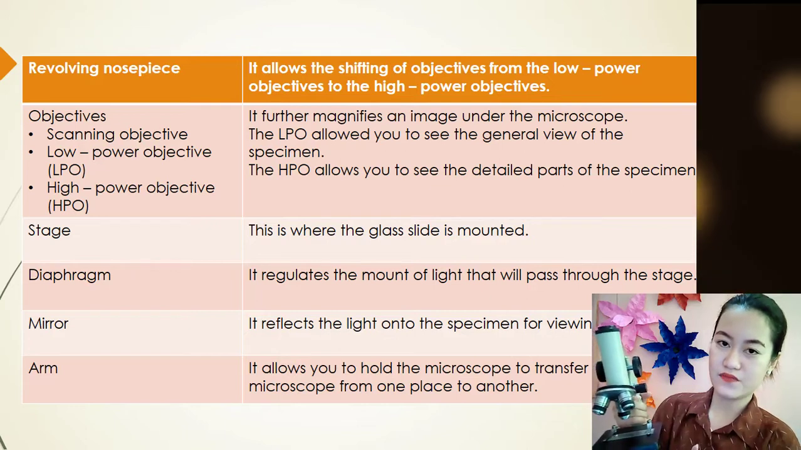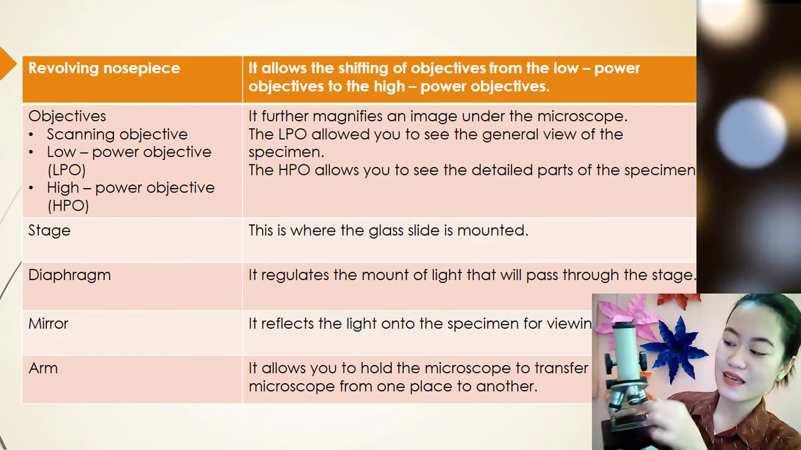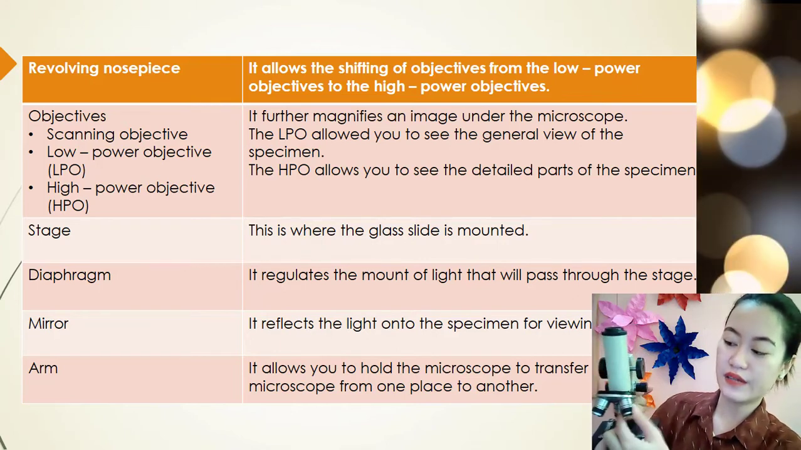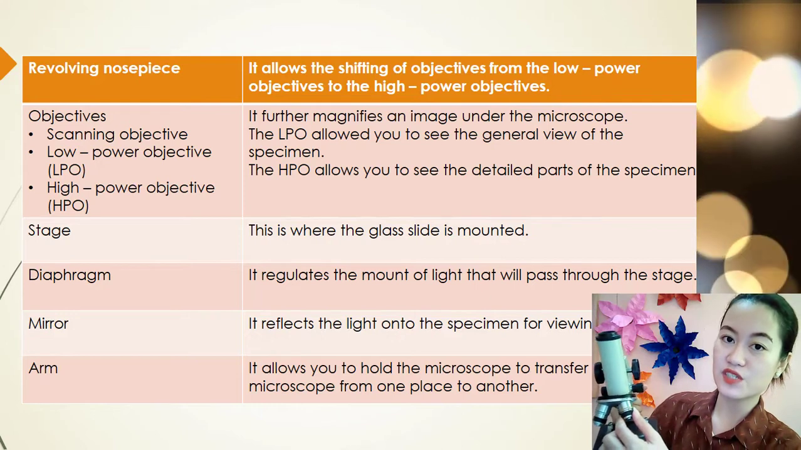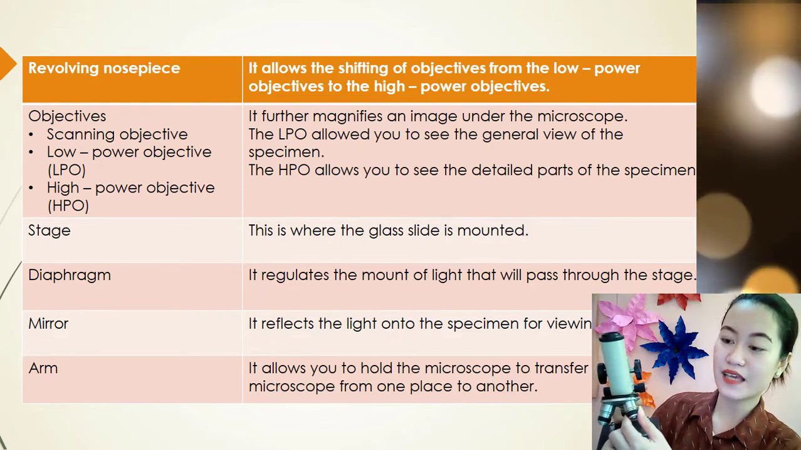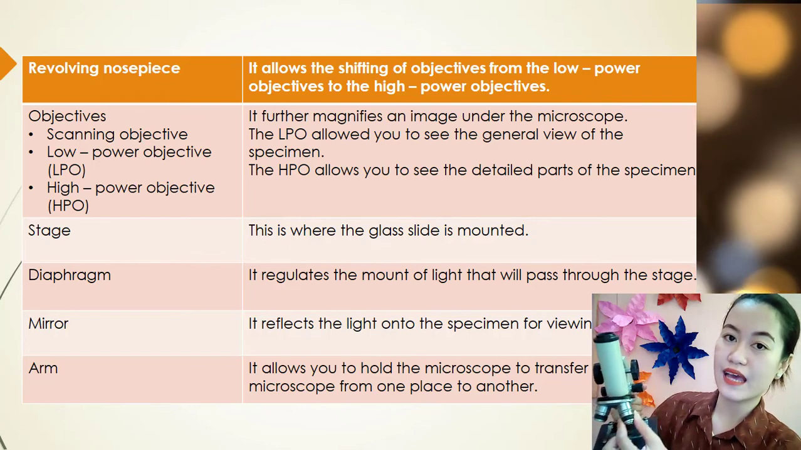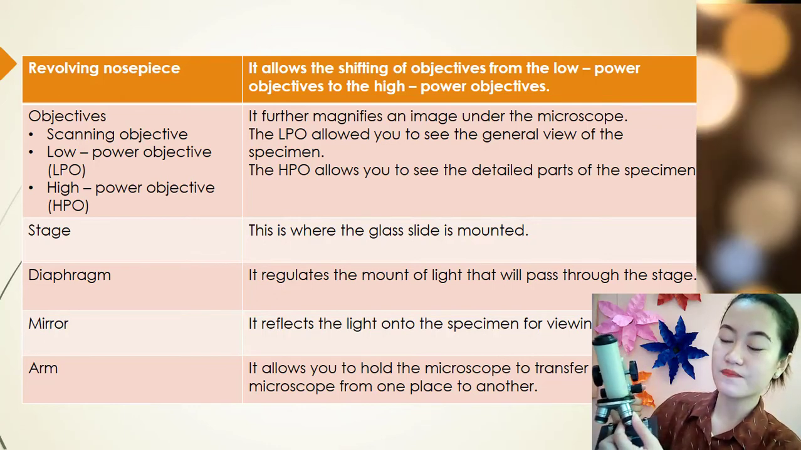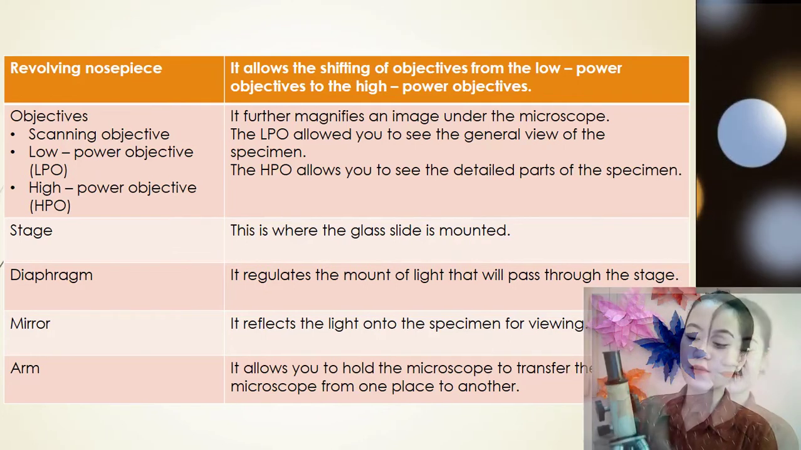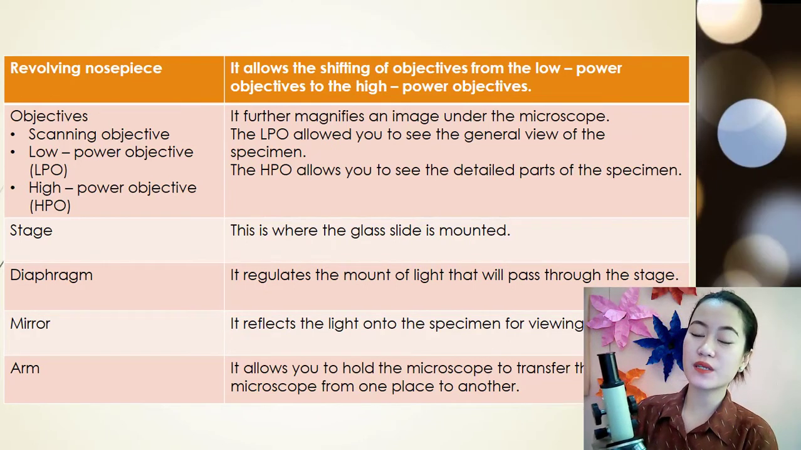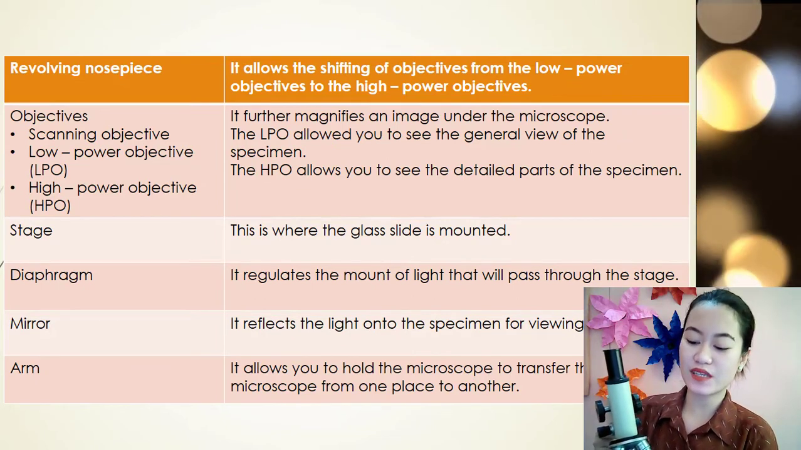Okay. So let us sum up again. This is the scanning objective, the color red. Then the color yellow is the low power objectives, which is 10 times magnification. And then the high power objectives is the color blue, and this is 40 times of magnification. Okay, did you understand, class? So we are done with the revolving nose piece and the objectives. So let us proceed to the stage.